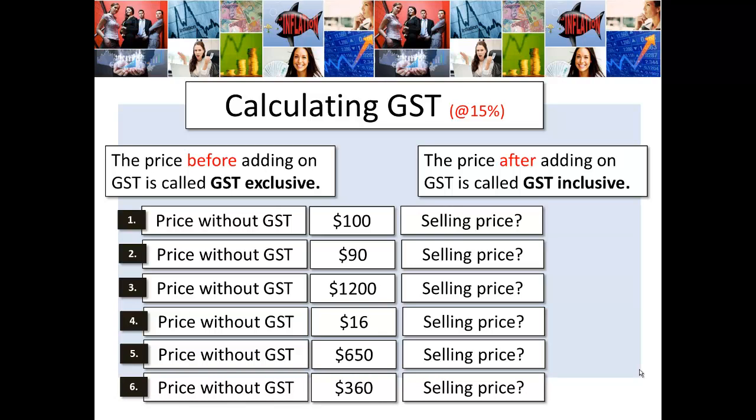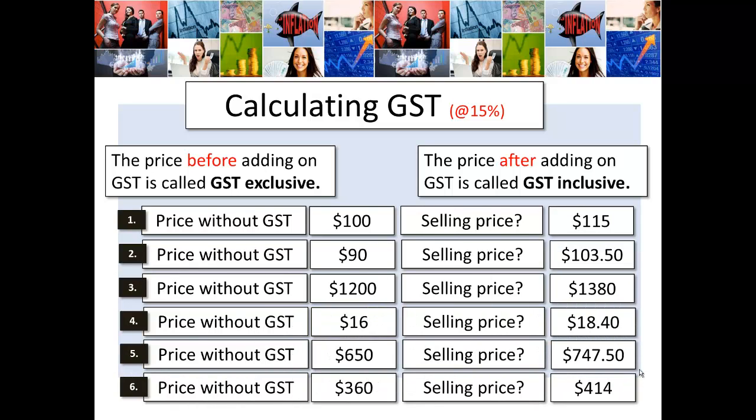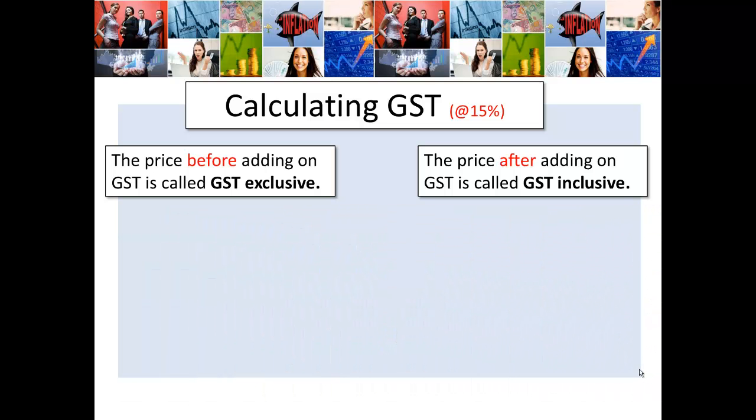Right, 6 questions. Go through and calculate without cheating, without fast forwarding. Do your 6 calculations and we'll come back and check them. Ready? Pause the video. Do your calculations. There we go. $100 turns into $115, $1,200 into $1,380, $16 into $18.40, and so on and so on. We're just multiplying that GST exclusive price by 1.15 to get the selling price, or the GST inclusive.